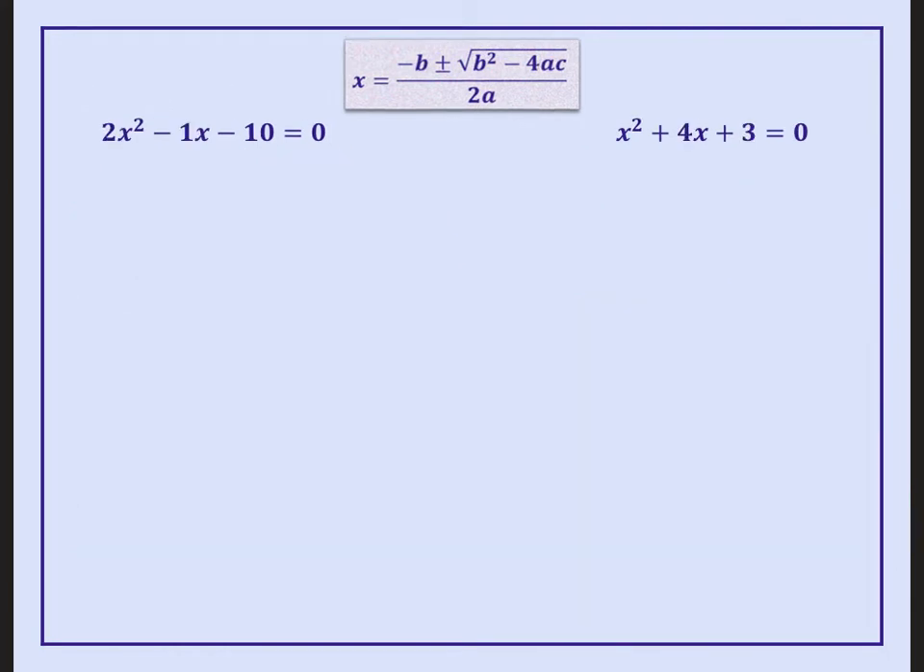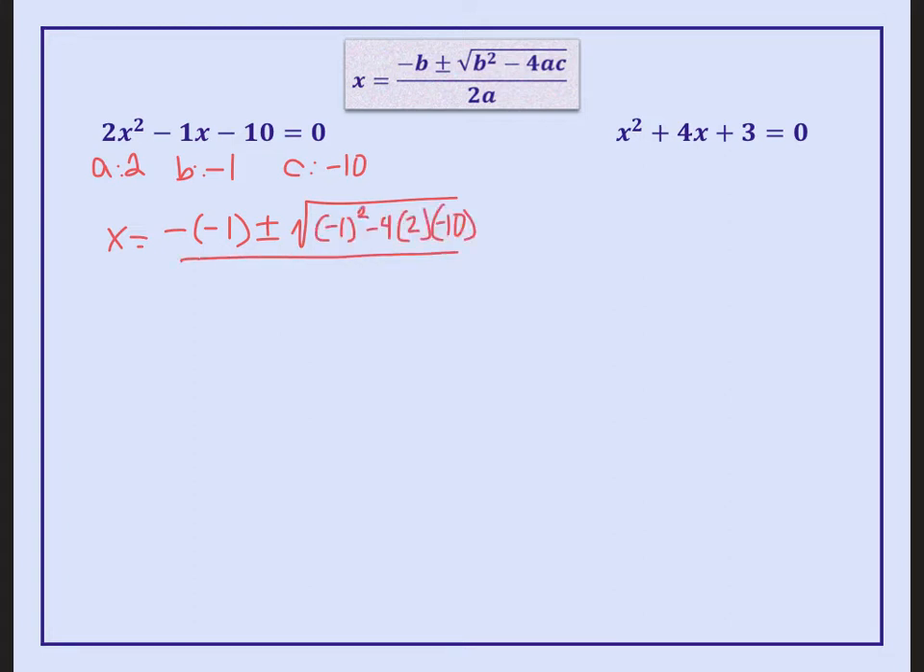Let's try that again. I'm going to go ahead and work out the one on the left. A is 2, B is negative 1, and C is negative 10. So x equals negative b plus and minus the square root of b squared minus 4ac, and we're going to divide all of it by 2a.